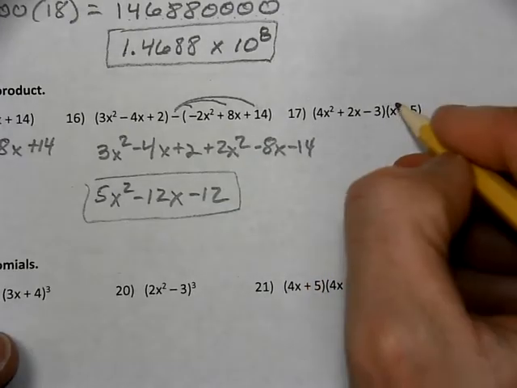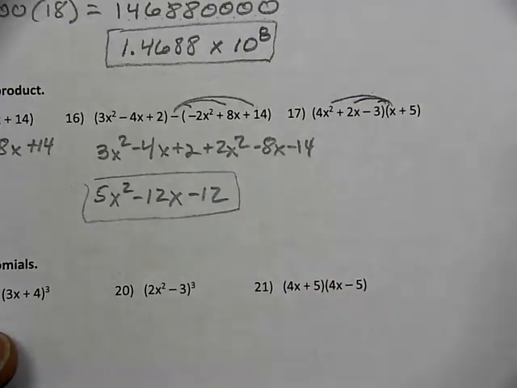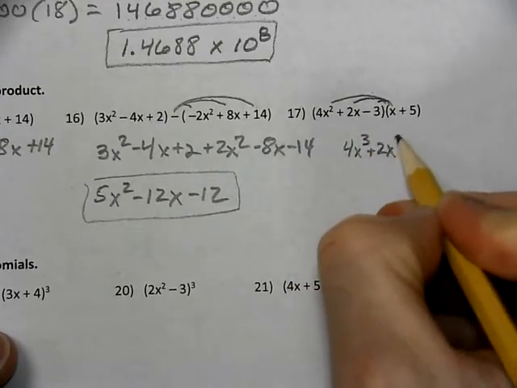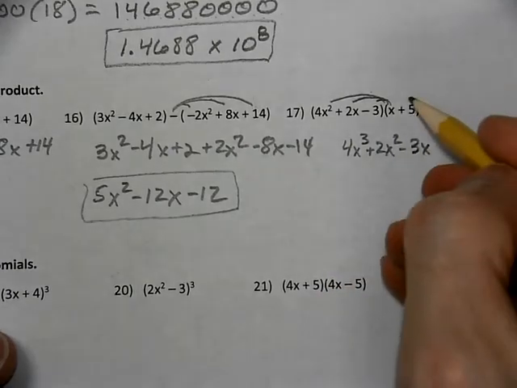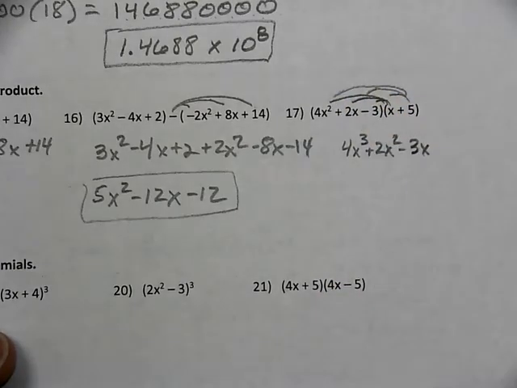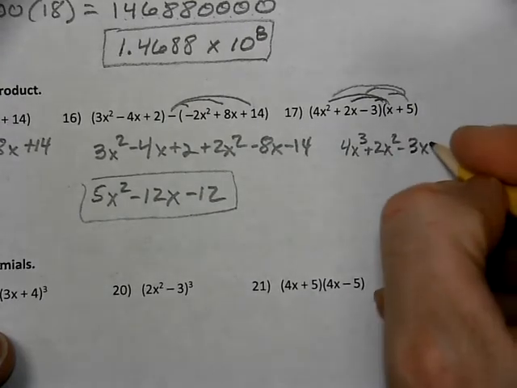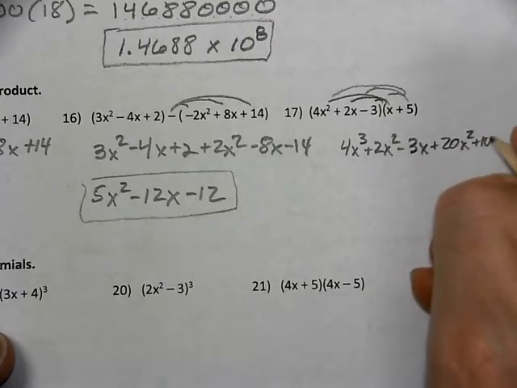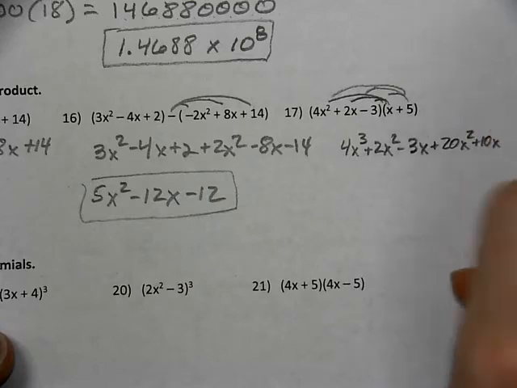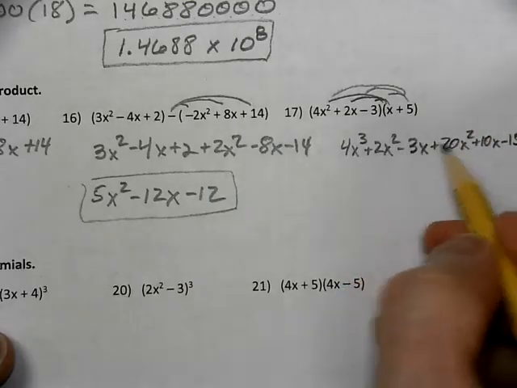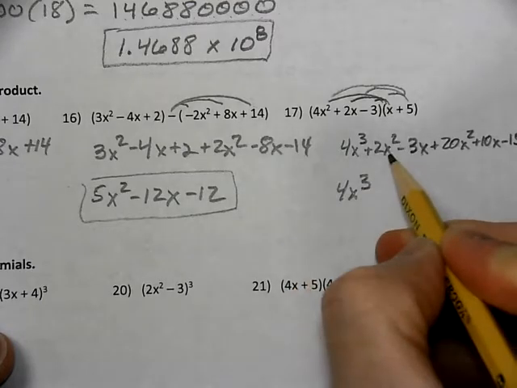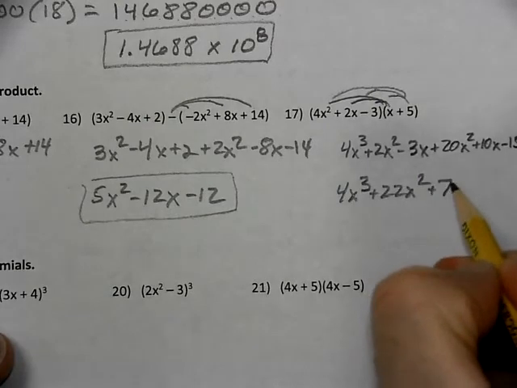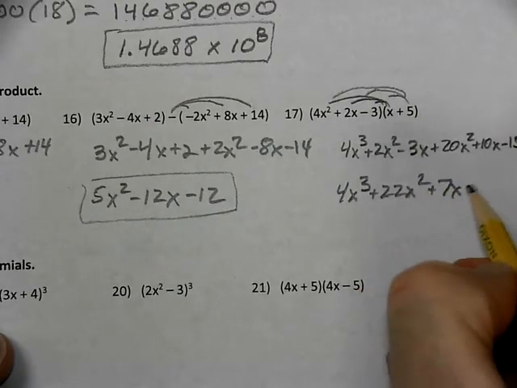Here we're multiplying, so we're going to take our x and multiply it to all three pieces. So we get 4x cubed and 2x squared minus 3x. Then we'll come through and do it with the 5. It's a double distribution. So we're going to get a 20x squared, a 10x, and a negative 15. So that's giving us 4x cubed, 22x squared, plus 7x's, negative 15.